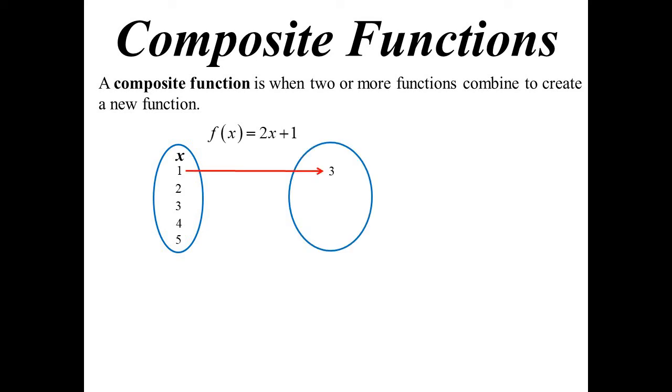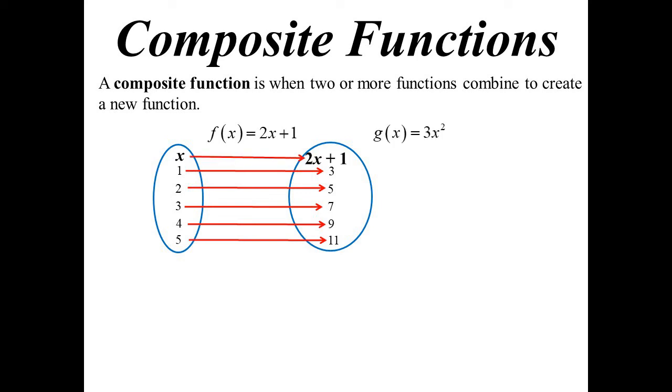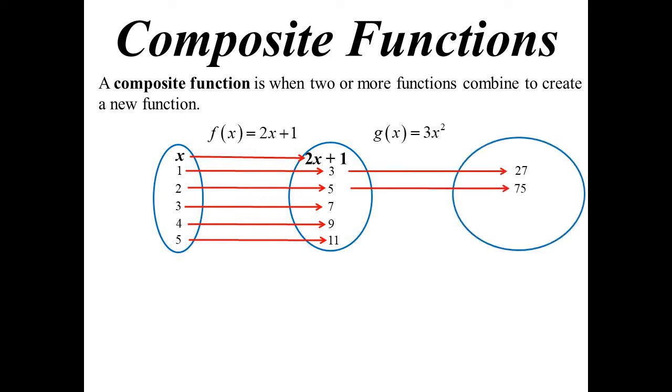Then 1 would go to 3, 2 would go to 5, 3 would go to 7, 4 would go to 9, 5 would go to 11. So any x value would go to 2x plus 1. But then we go and apply another function to this set. So let's say we apply 3x squared to everything in the second set. So 3 will go to 27, 5 will go to 75, 7 will go to 147, 9 will go to 243, 11 will go to 363.